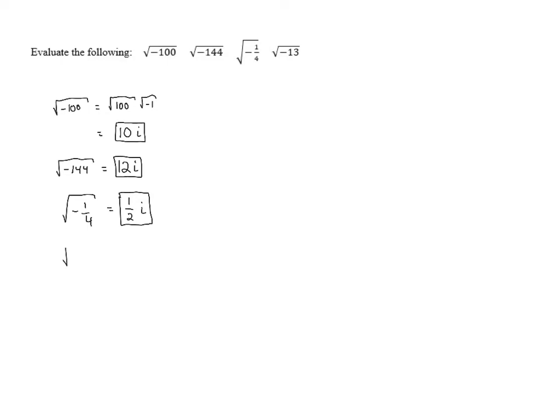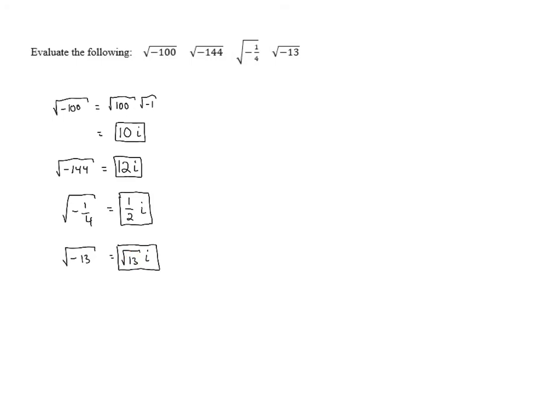Our last one is the square root of negative 13. Now we know that we're going to end up with an i here, because we're taking the square root of a negative number, but this one is a little bit different. 13 isn't a perfect square, so we can't easily take the square root. In a situation like this, we just leave the 13 under the radical, and so we end up with the square root of 13 i.